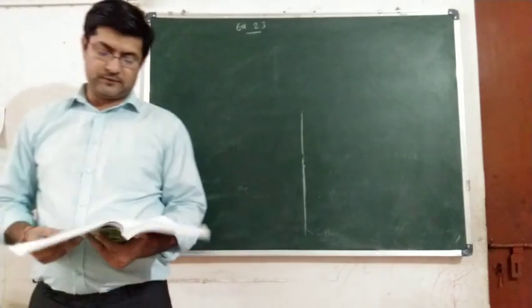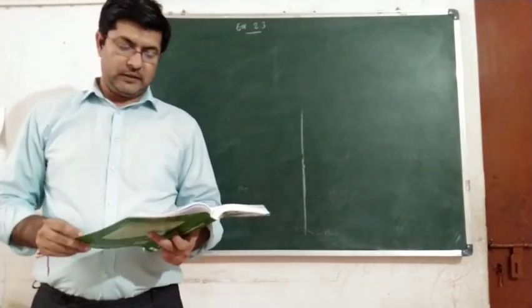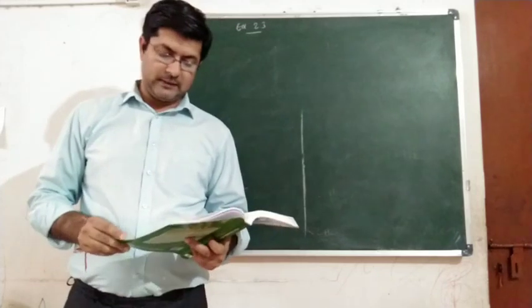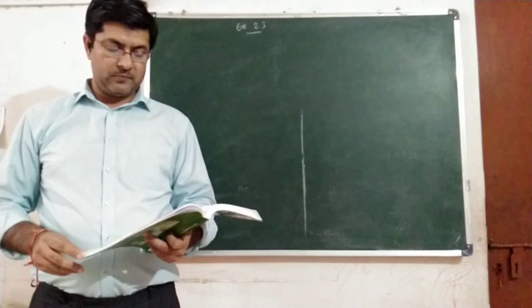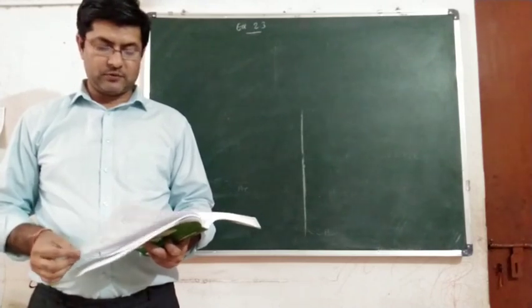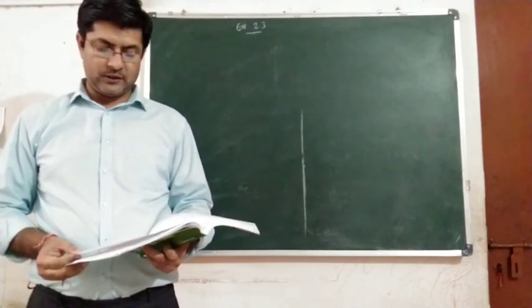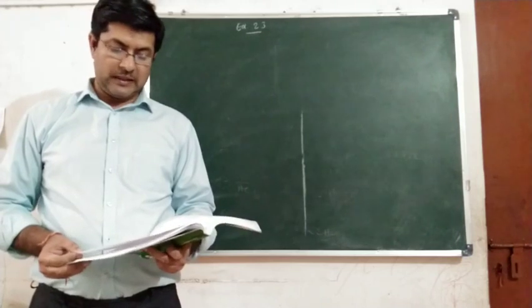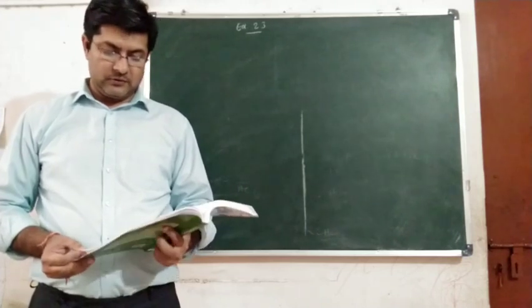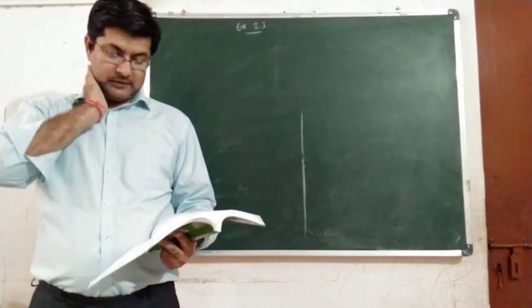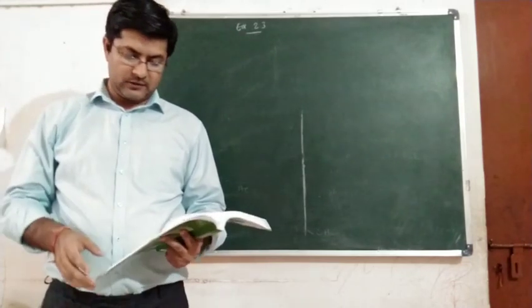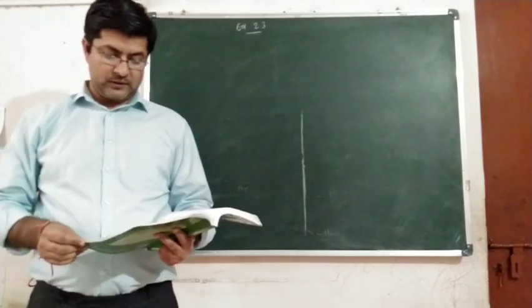Okay, in the next question, the length of a string between a kite and a point on the ground is given to be 85. If the string makes an angle theta with the level ground such that tan theta is 15 upon 8, how high is the kite? We have to calculate here the height of the kite. So let us calculate, it is not a problem here.